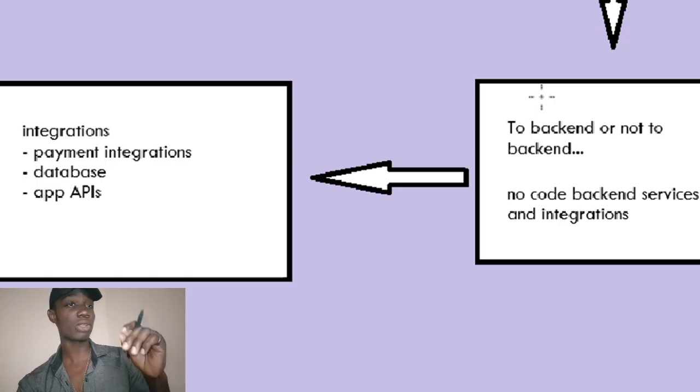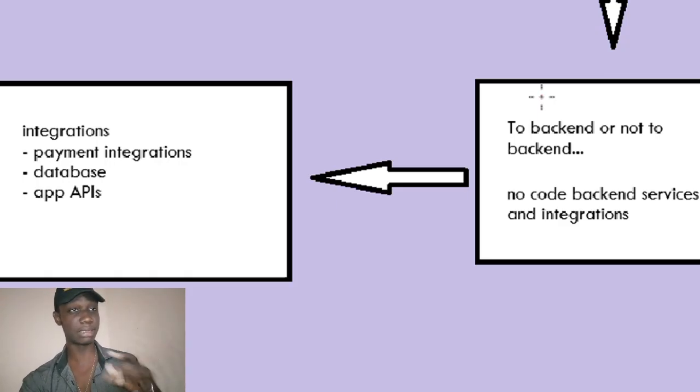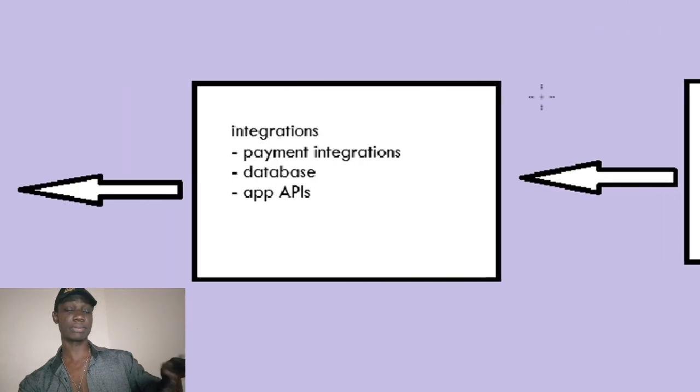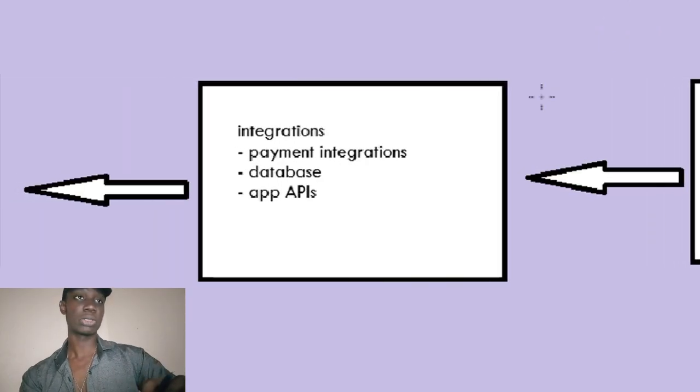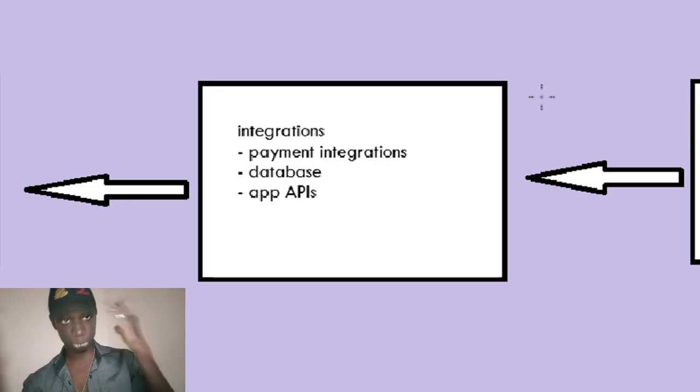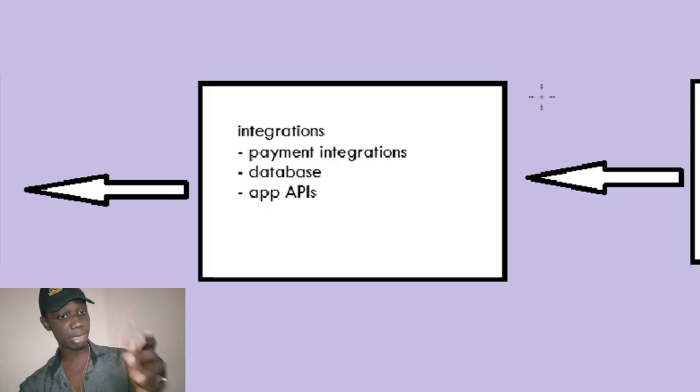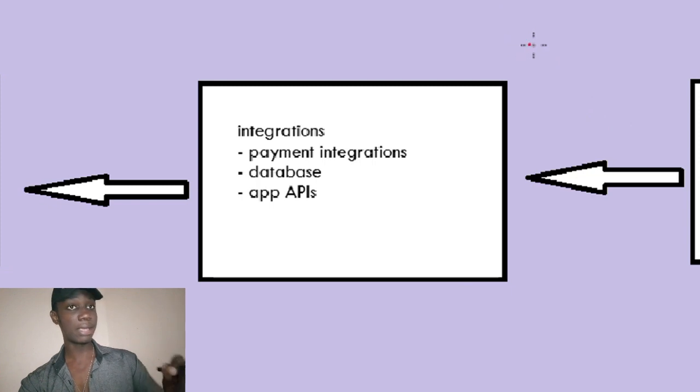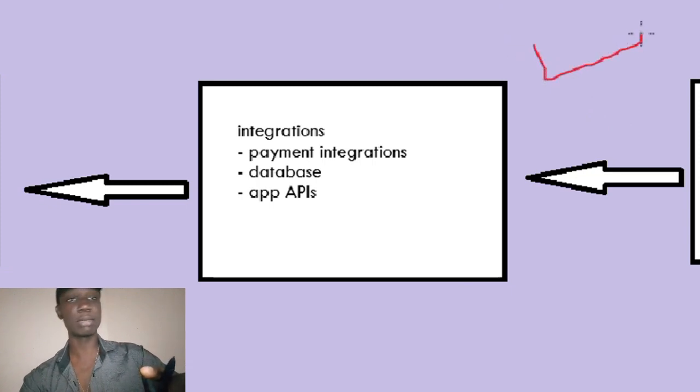Now, your no-code backend services and the backend integrations, this is basically the chef at the back of the kitchen handling the cooking. So basically, an app that doesn't need a back end, I want you to imagine this. An app that doesn't need a back end is like a food truck.